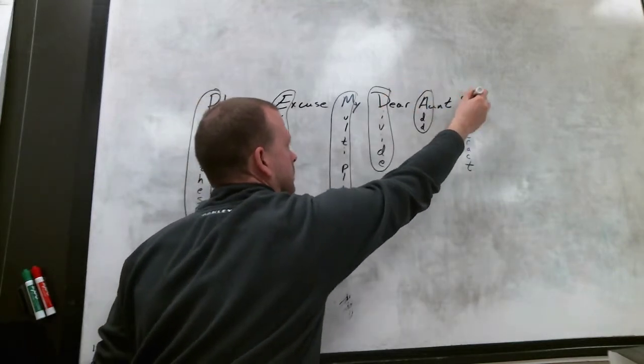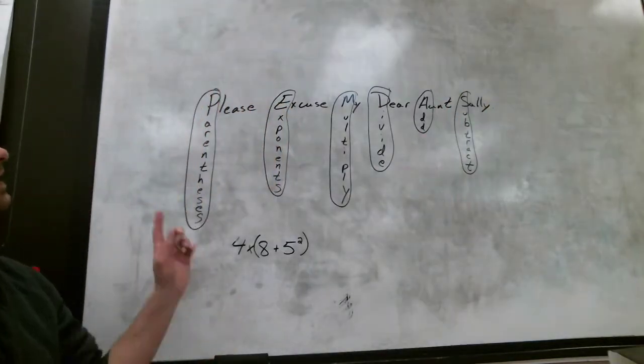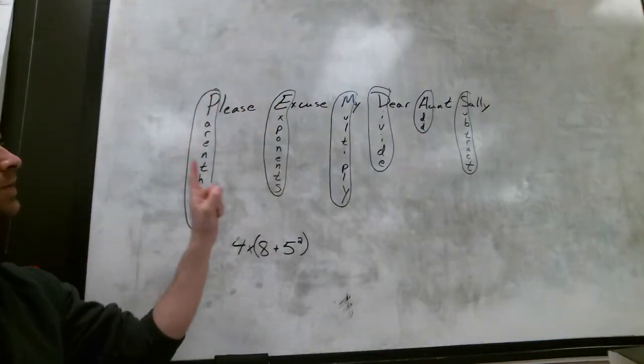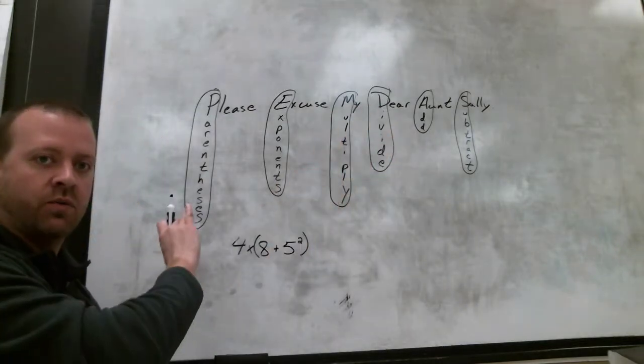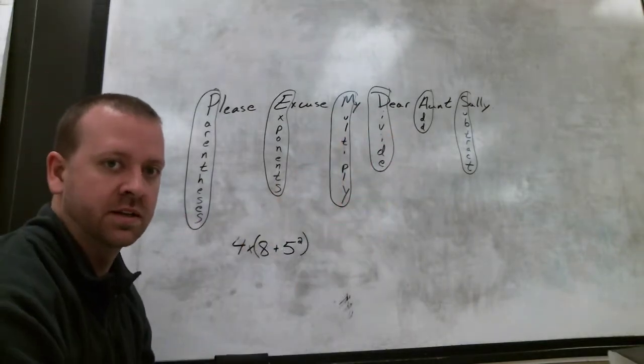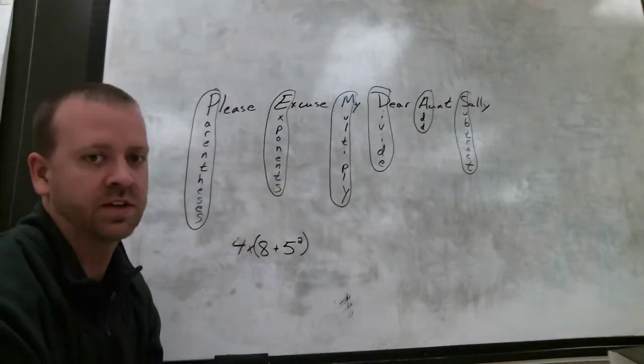Okay? All right. This is our order of operations. First you do parentheses, exponents, multiply, divide, add, subtract. Okay? You go from left to right, just like you would read a sentence. And this is how you remember it. Okay? So we're going to work this using our order of operations.